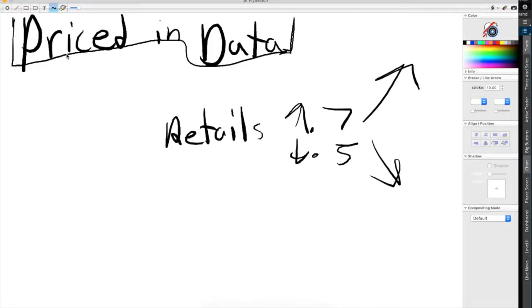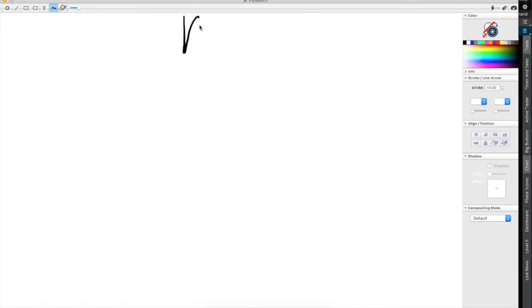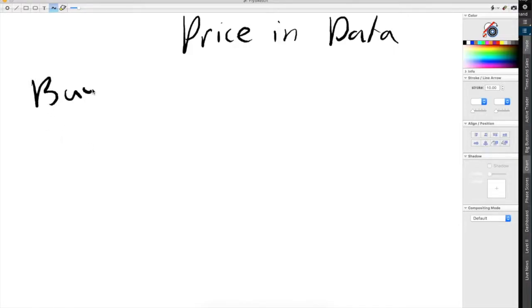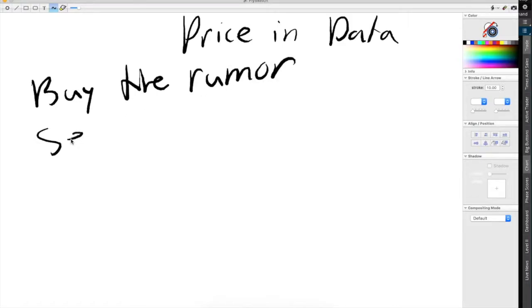And so folks, that's not how markets work. What priced in data really means is basically when you're looking at an asset and a data release comes out, usually smart market participants, aka smart money, have already priced that information in. There's a rule to this, and it's called buy the rumor, sell the news.